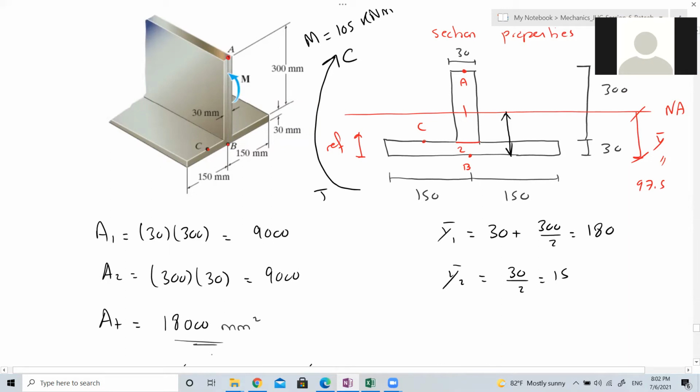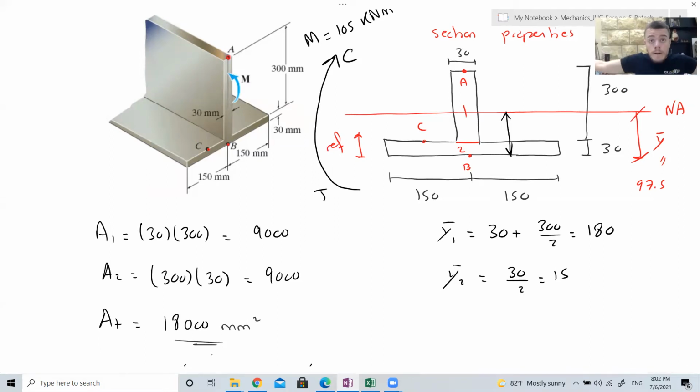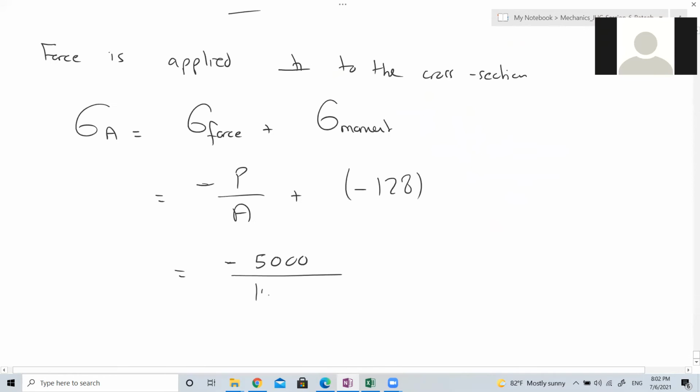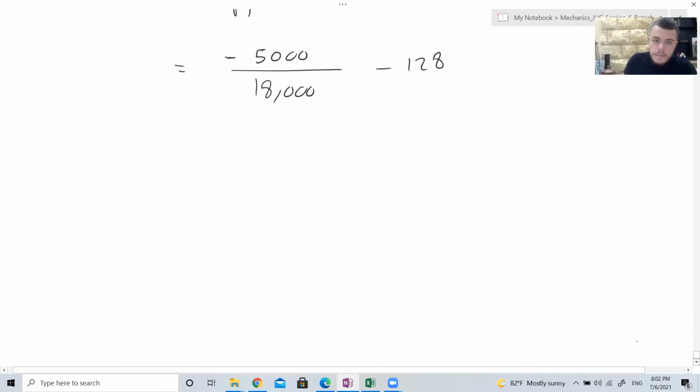18000, this is the total area. For the average stress, what do you do? Force over the total area. So over 18,000 minus 128. Do you understand it or not? Yes, doctor. So sigma A becomes minus 128.28 megapascal.